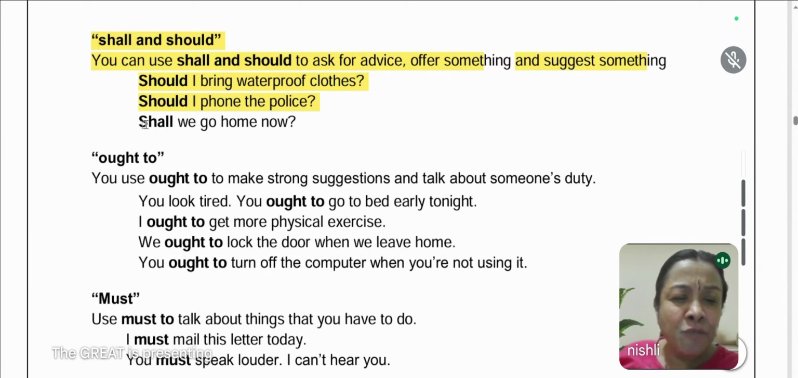So that is asking for advice. Should I phone the police? So you're asking advice, you're offering something. Shall we go home now? So you are requesting something.